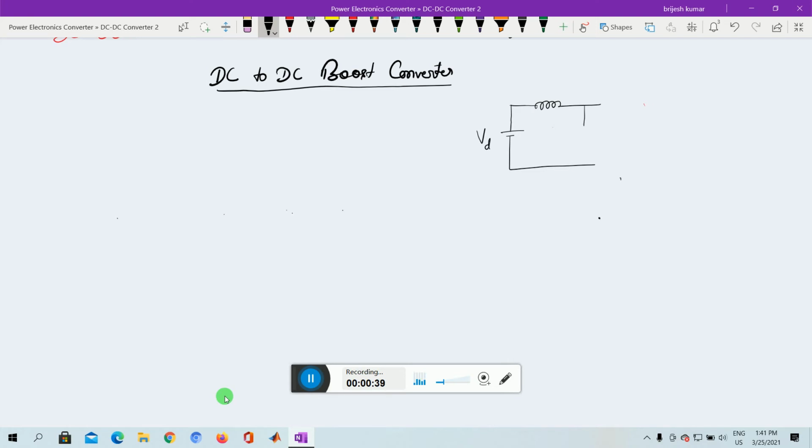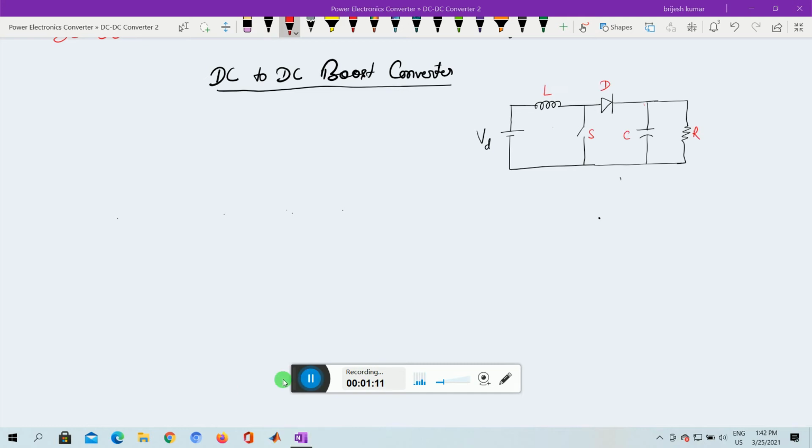Here the switch is connected in parallel. Apart from it, a diode is there so that it can block the reverse voltage, and only the forward current will be there towards the load. And then we have a capacitor in parallel with the load, so that the voltage ripple can be as minimum as possible.